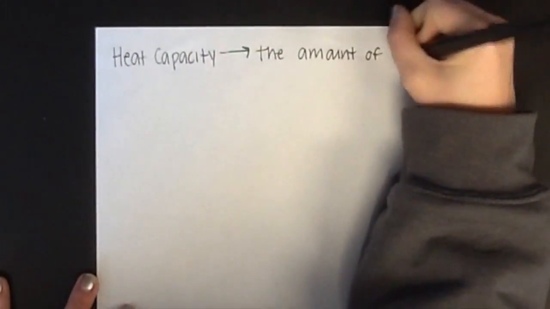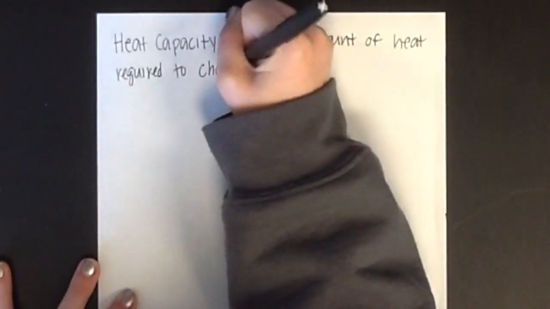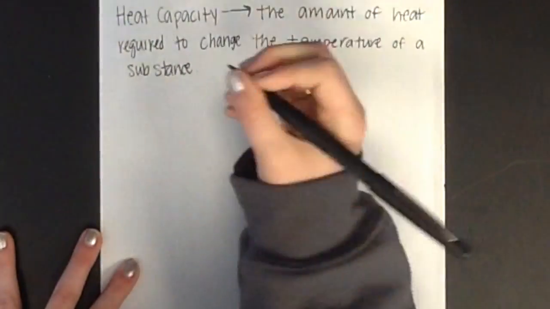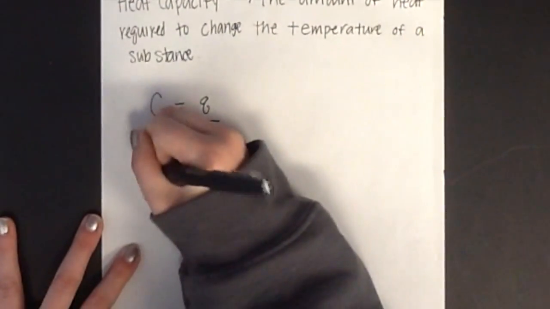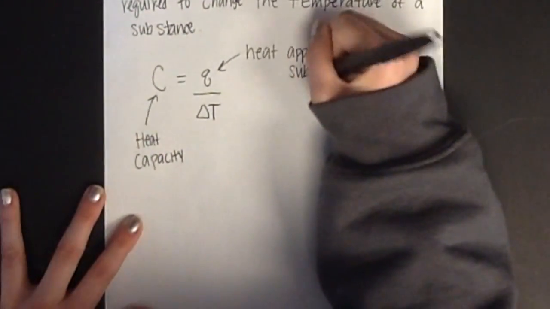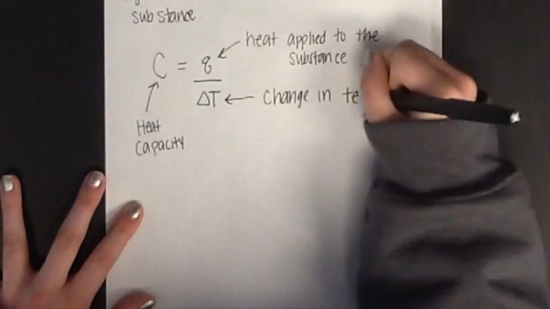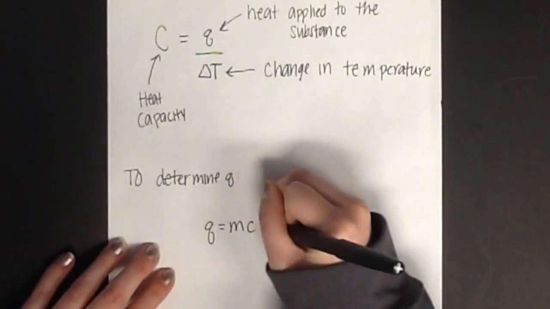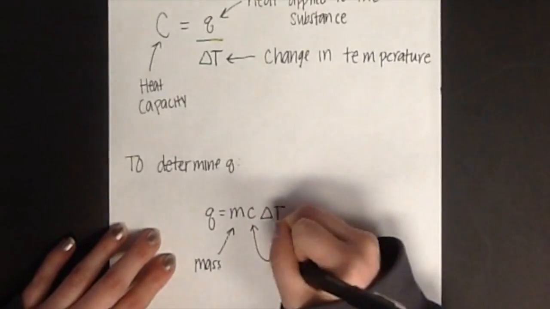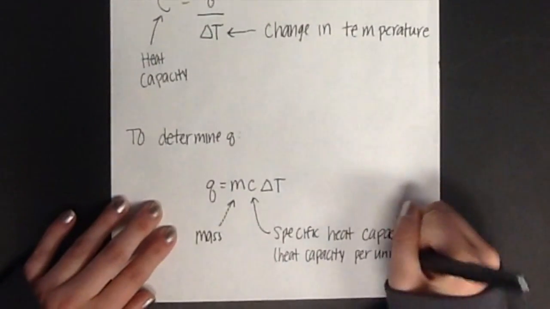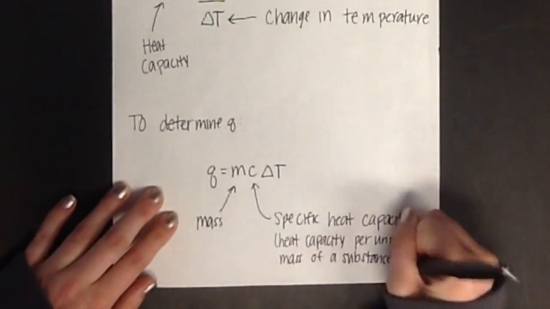Reactions are controlled by their heat capacity, which is the amount of heat required to change the temperature of a substance. This can be determined by the equation C equals Q over delta T, where capital C is the heat capacity, Q is the heat applied to the substance, and delta T is the change in temperature. To determine Q, we use the equation Q equals mc delta T, where m is the mass of the substance, lowercase c is the specific heat capacity, and delta T is the change in temperature.